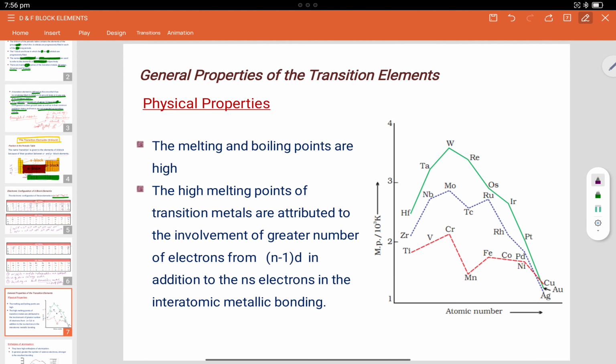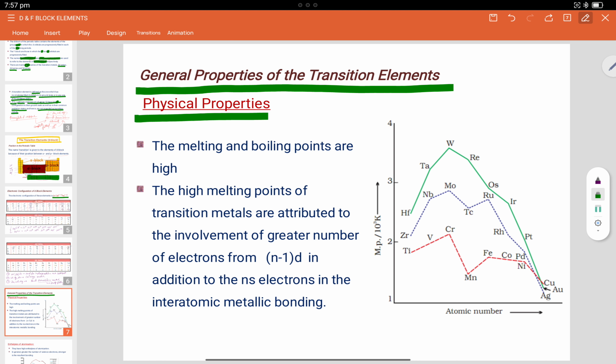In the next case, general properties of the elements. What is written here? General properties of transition elements. Physical properties. The first point: the melting and boiling points are high. They have a high melting point. One graph is given, you can check. As atomic number increases, the melting point increases.